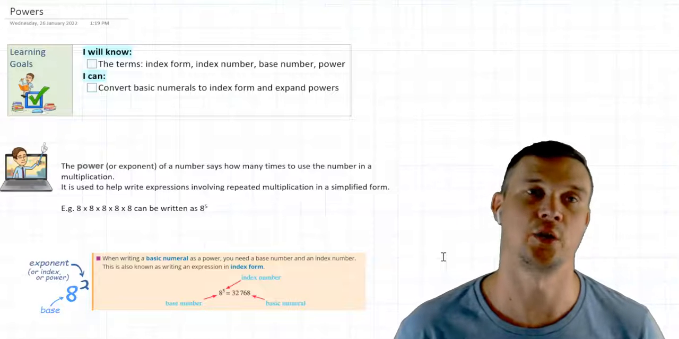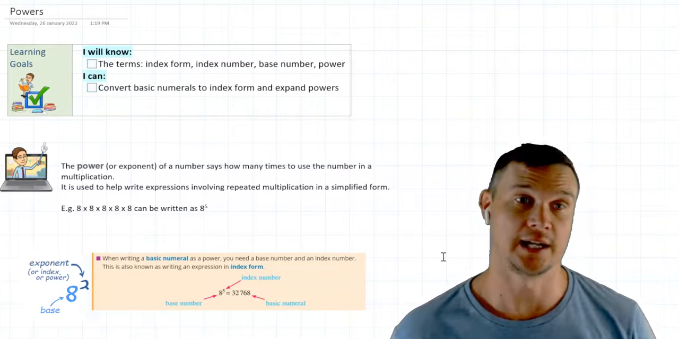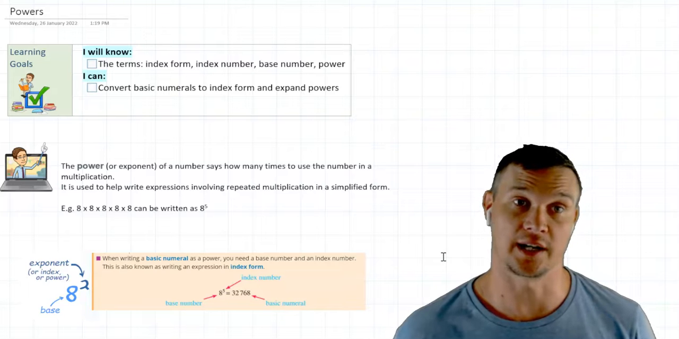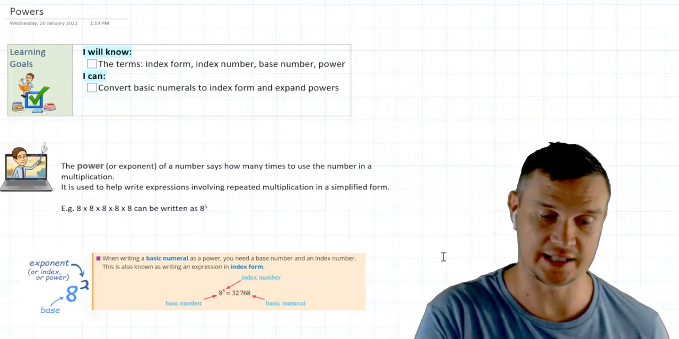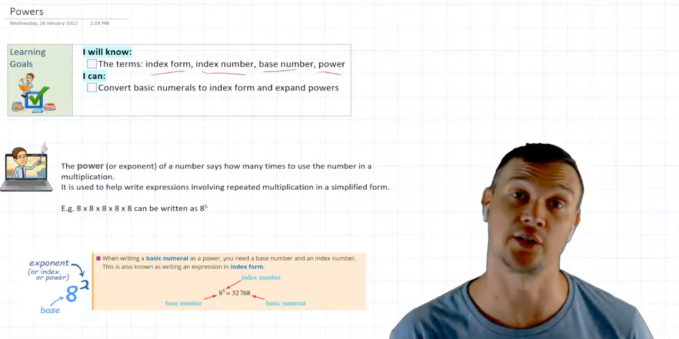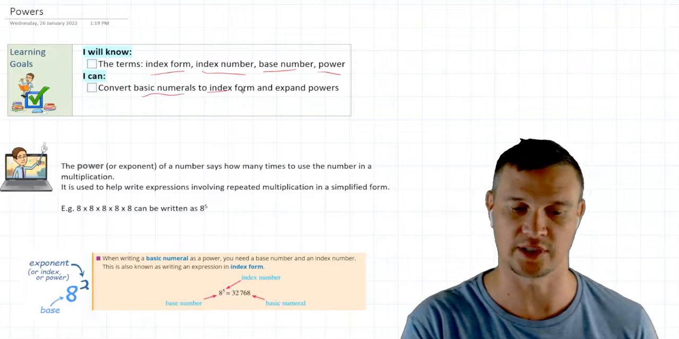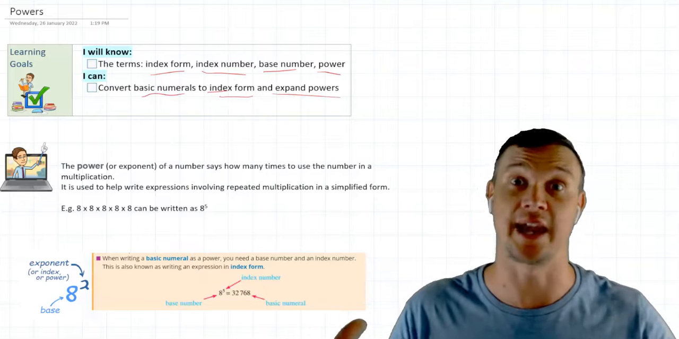So in this video, we're going to be looking at powers, or indices, or exponents. The learning goal is that you can identify these terms, so you know what index form is, index number, base number, and power, etc. You need to know that by the end of this lesson. And also that you can convert basic numerals into index form or expand them.